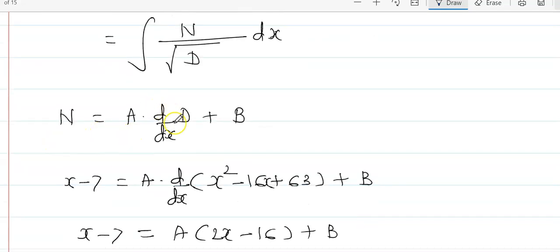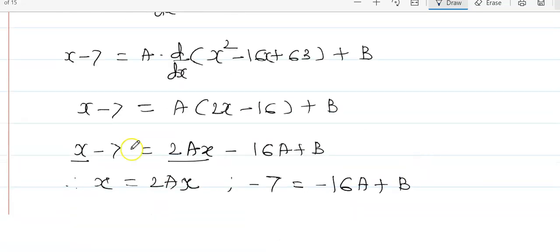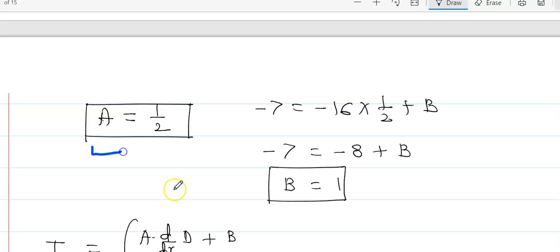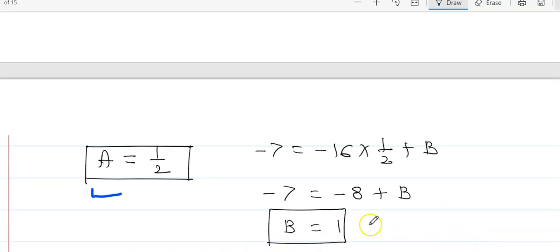Numerator is equal to a into the derivative of the denominator plus b. X minus 7 is a into d dx of the denominator plus b. Find out the values of a and b by using this. A is equal to 1 upon 2, and substituting the value of this a here, you will get the value of b is 1.